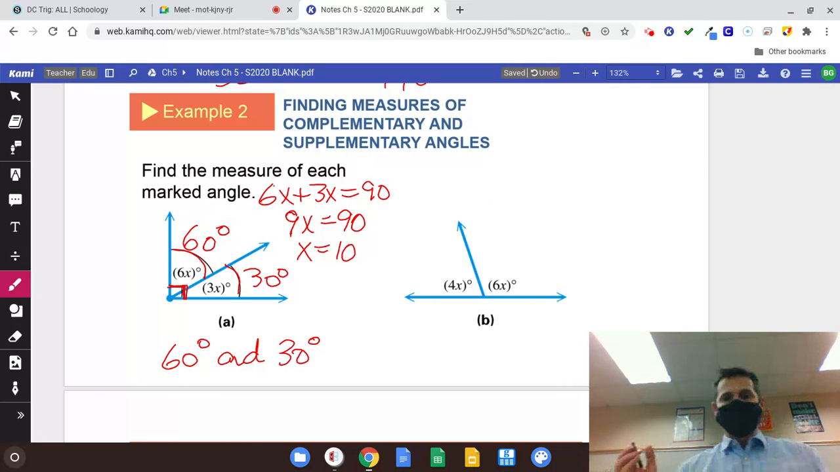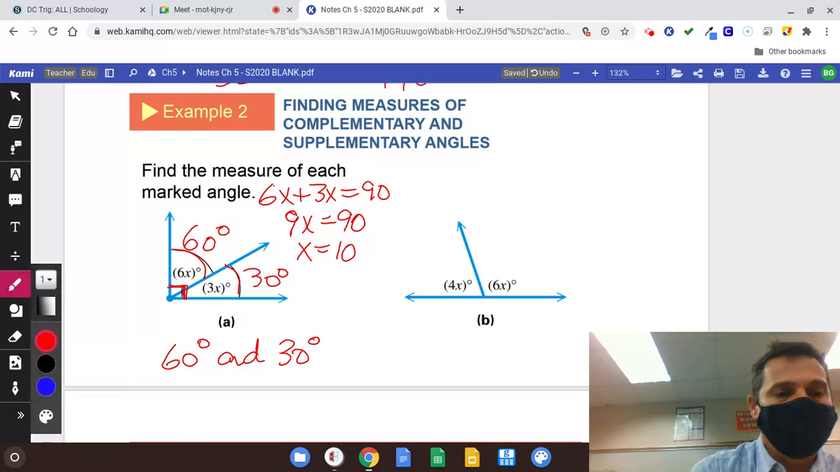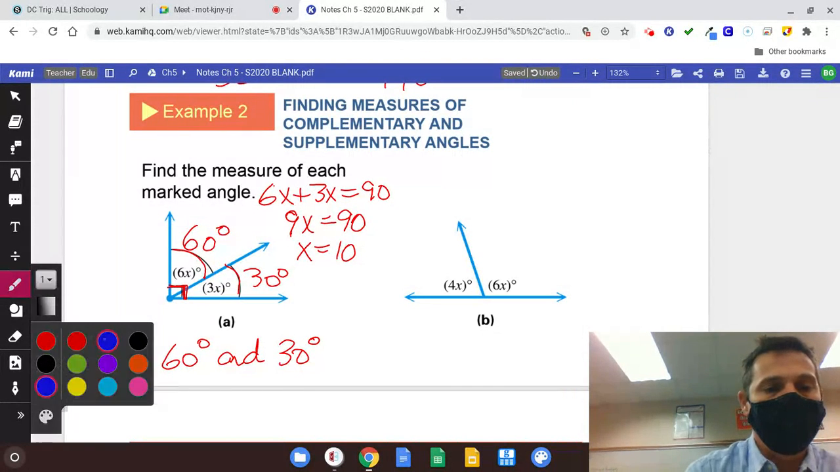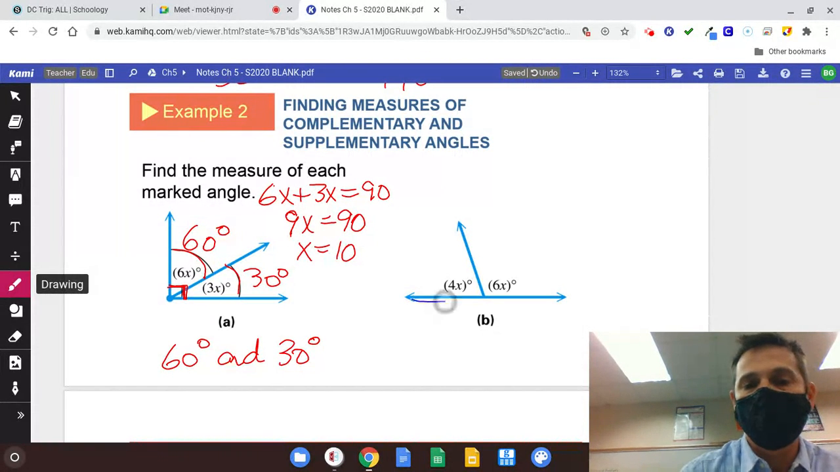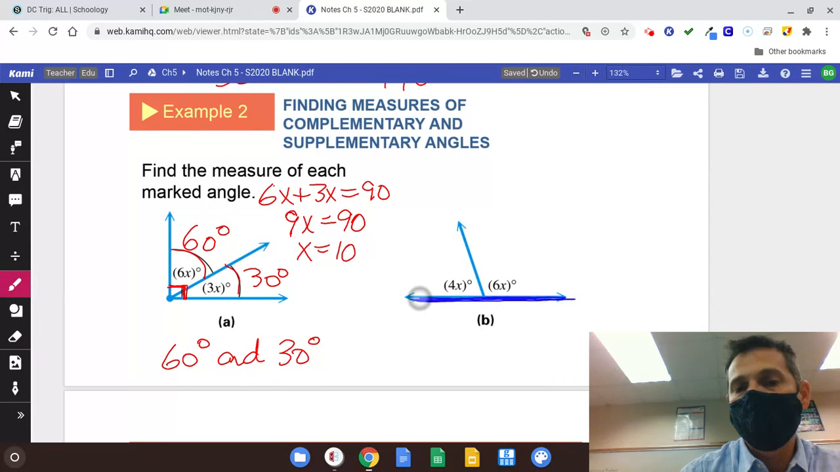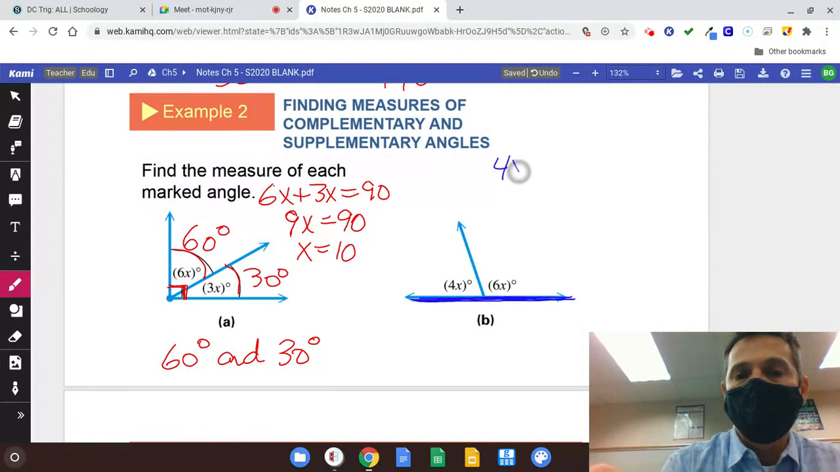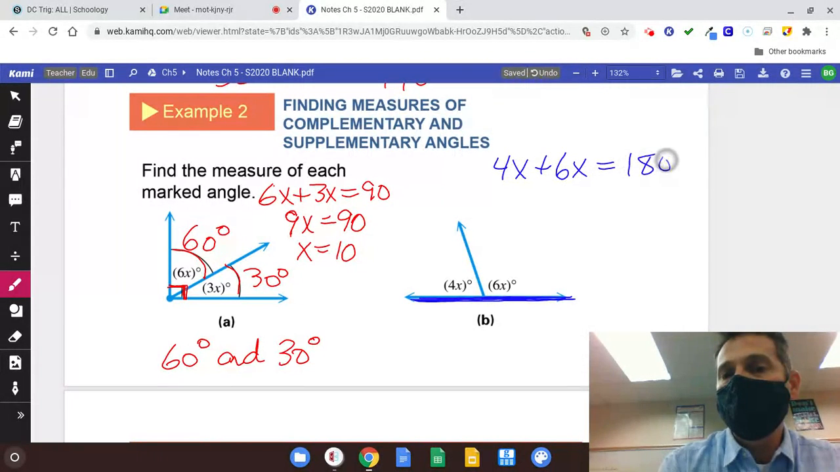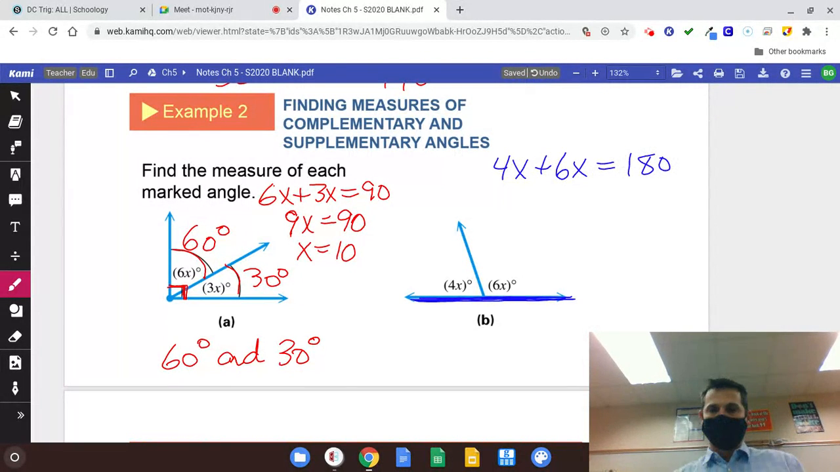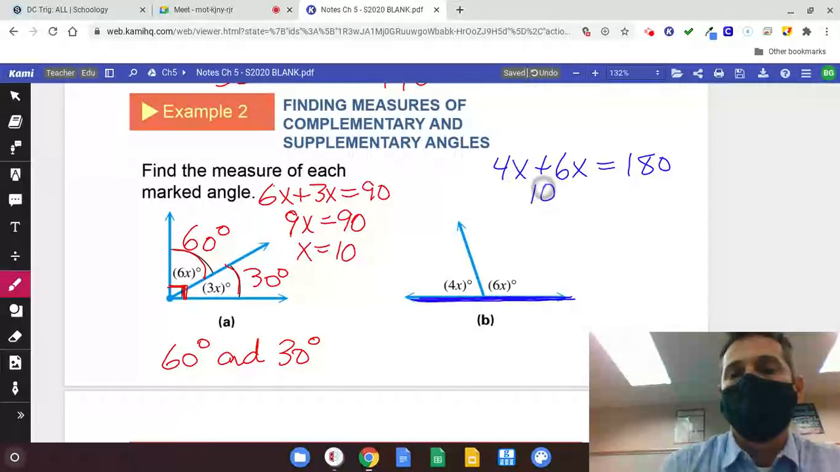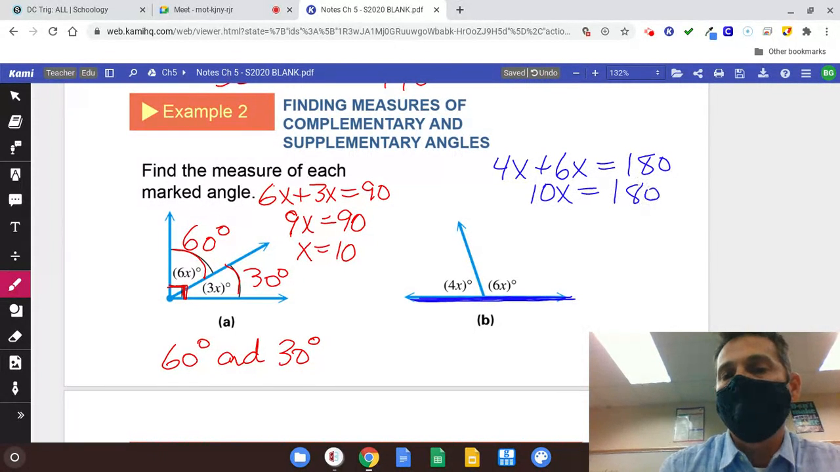Okay? So then the other one is really the same question, only this time you're supposed to notice that this is a straight angle. We have a straight angle, and so we know a straight angle is going to add up to 180 degrees, okay? These two things, 4x plus 6x, add up to 180. So just do basic algebra here, like terms, 10x equals 180. Divide by 10, and x equals 18.